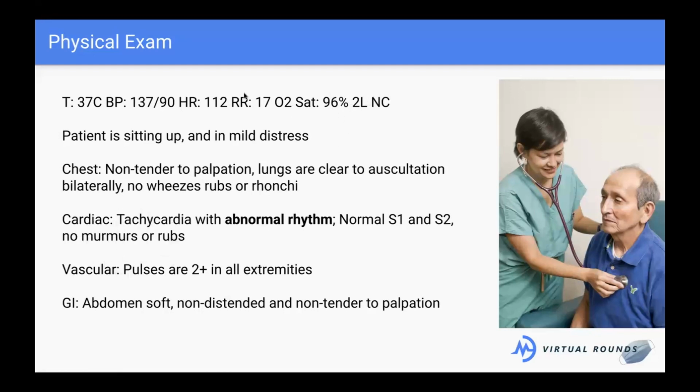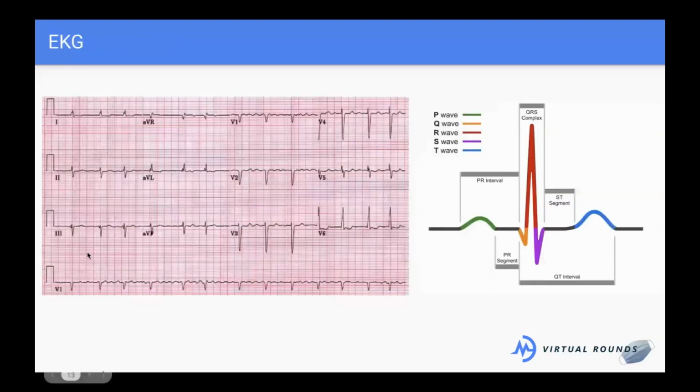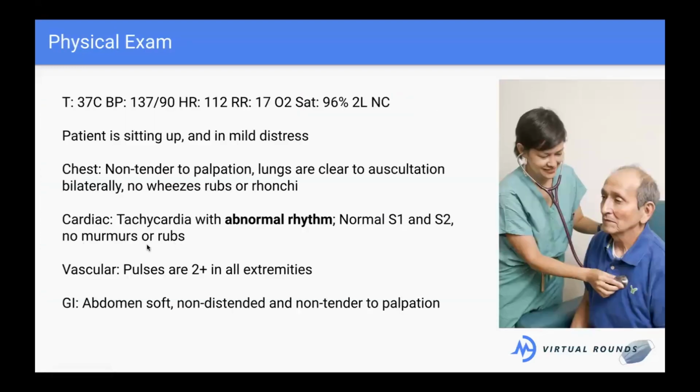Cardiac, he is tachycardic, as we saw here on the vitals, and he has an abnormal rhythm. Now, this is consistent with that fluttering chest sensation that he had. So abnormal rhythm, meaning it's not going lub-dub, lub-dub, lub-dub. I sound like an idiot. I'm trying to tell you that it's not a normal pace. Normal S1 and S2, we'll talk about what that means. And no murmurs or rubs.